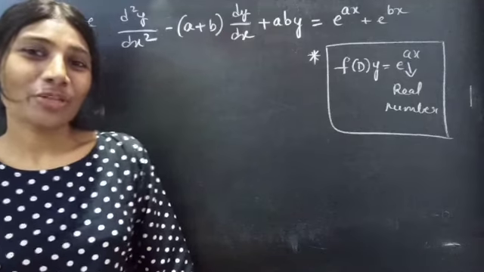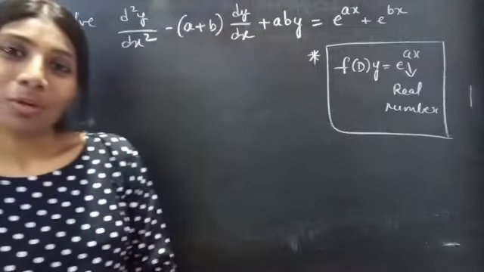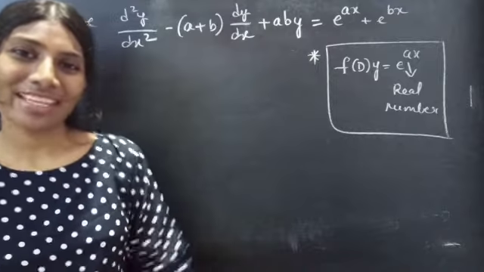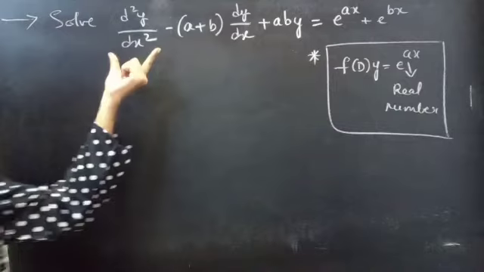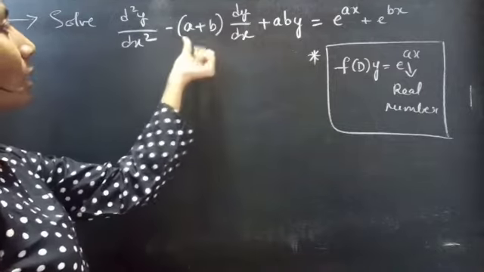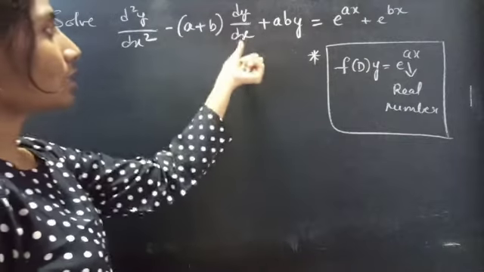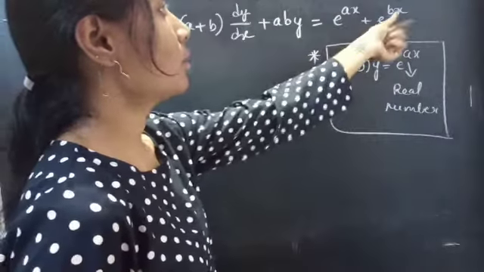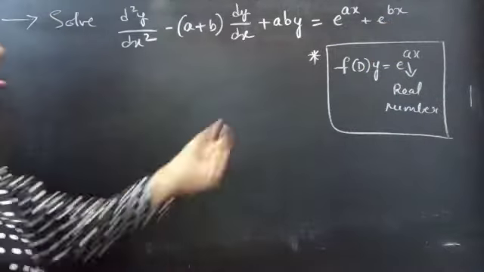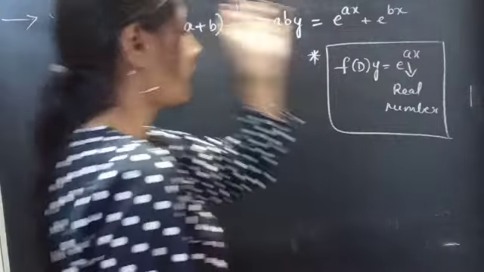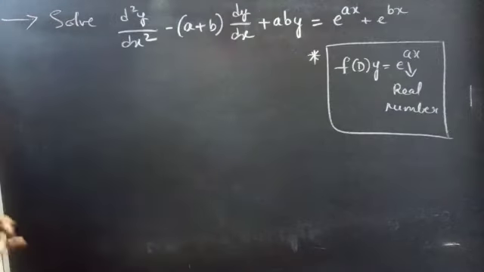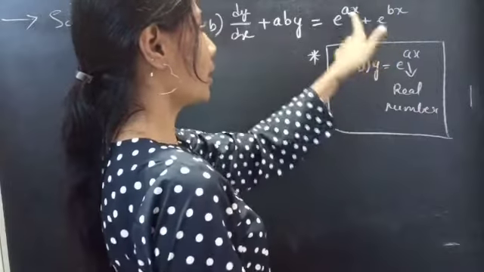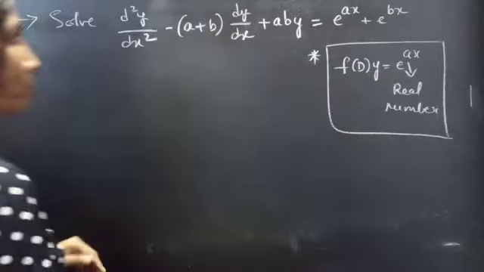In this video, we are going to solve a problem on a differential equation from higher order linear differential equations. So let's get going. Problem: solve d square y by dx square minus (a plus b) into dy by dx plus aby equals e power ax plus e power bx. So we are given f of D into y equals e power ax form. We are given a differential equation in this form where a and b are real numbers.